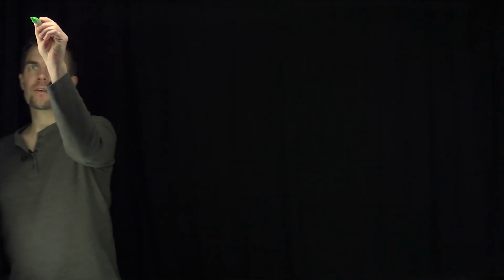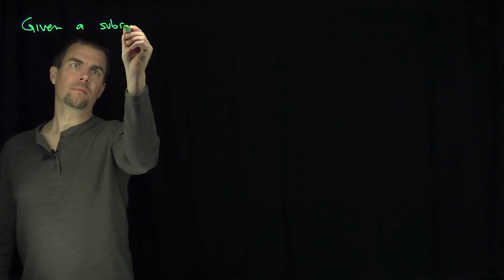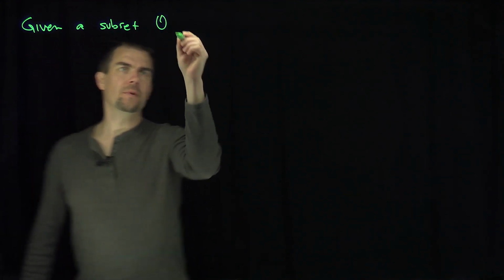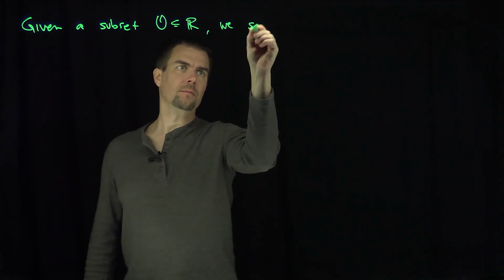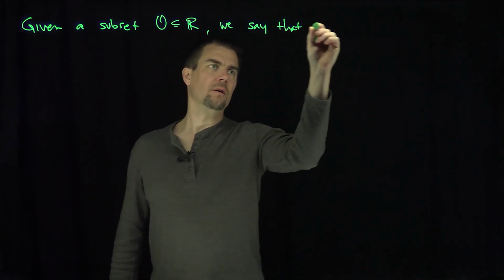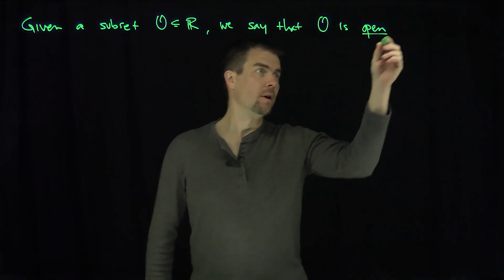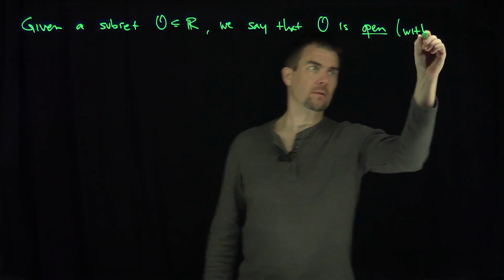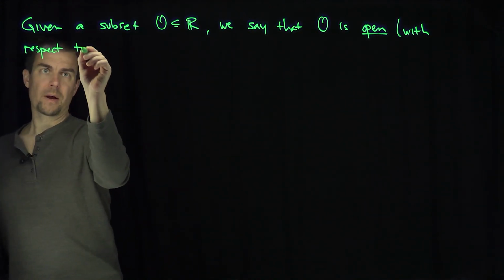Hello students, in this video we'll discuss what open sets of the real line are with respect to the metric topology. So if we're given a subset O contained in R, we say that O is open, and this of course is with respect to the metric topology.